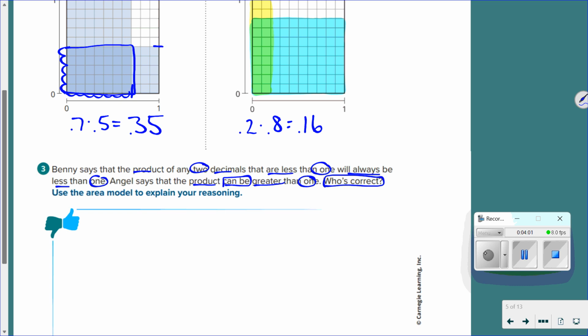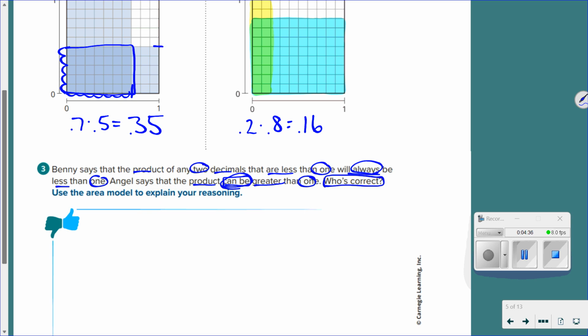Guys, listen up. Here's a really big key, a big test-taking key. If I have someone that says always and another who says can be, most of the time, your can be is going to be correct. Because can be gives you a lot of flexibility. For it to be an always, it has to be absolute. Like there is no way it could happen. So if you're just using test-taking strategies, you would get this one wrong. Because in this case, Benny is actually correct.